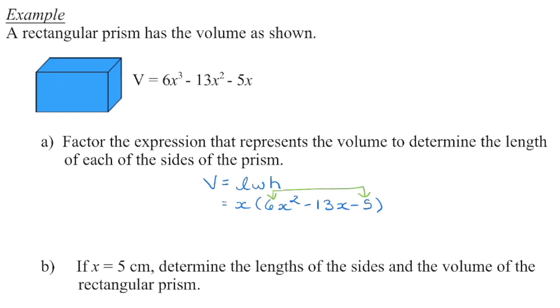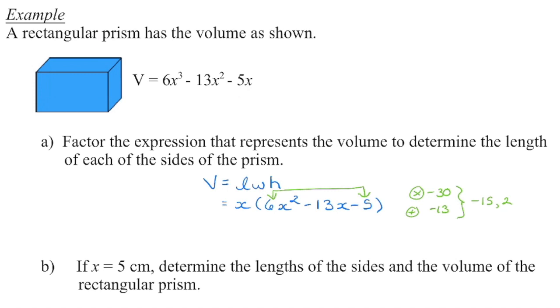6 times negative 5 is negative 30. So I'm looking for 2 numbers that multiply to negative 30 and add to negative 13. So again, if you're not sure, you can always make a list of your factors, but those 2 numbers are going to be negative 15 and positive 2.